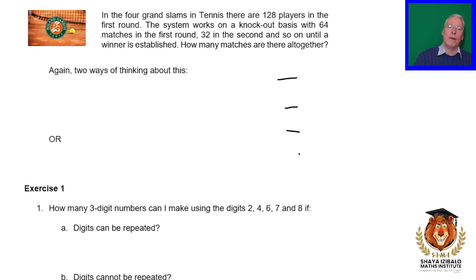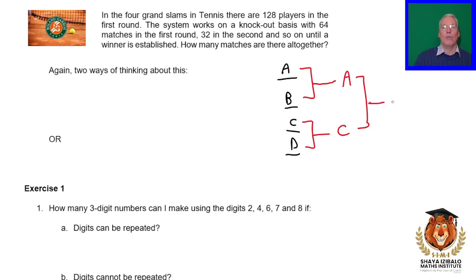Suppose we've got 4 players. We'll call them A, B, C, and D. Player A plays player B, that's 1 match. And player C plays player D, that's a match. The winner goes through to the next round. So suppose player A wins and suppose player C wins. Then these 2 play a match, and the winner is the overall winner.